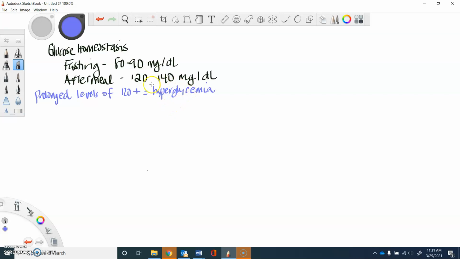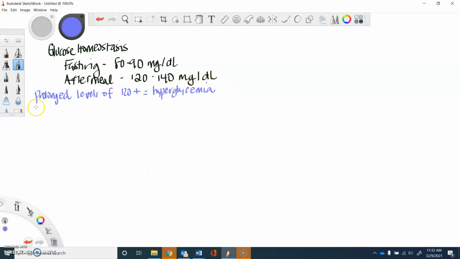Your glucose levels after a meal should go back to normal within about 2 hours. So when you eat a big meal, if it's even above 140, it should go back to 120 or below, 110, something like that, within a couple of hours of eating.